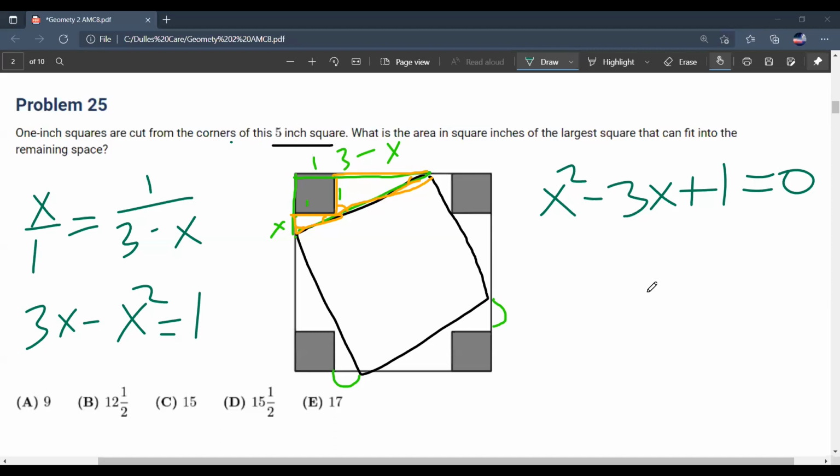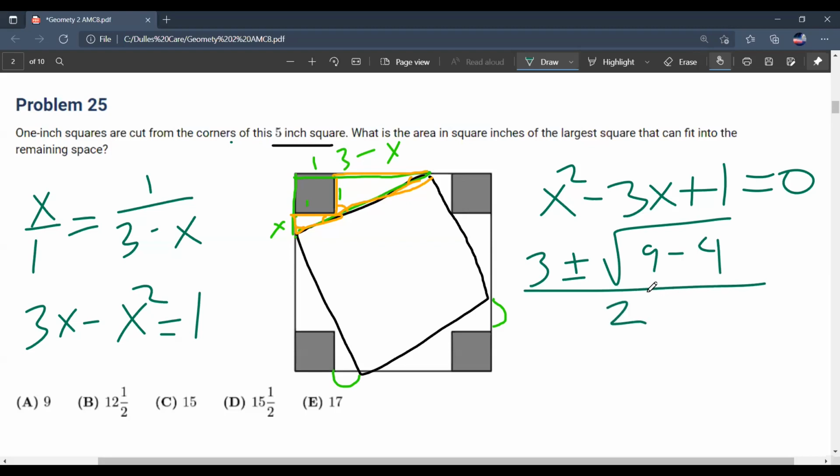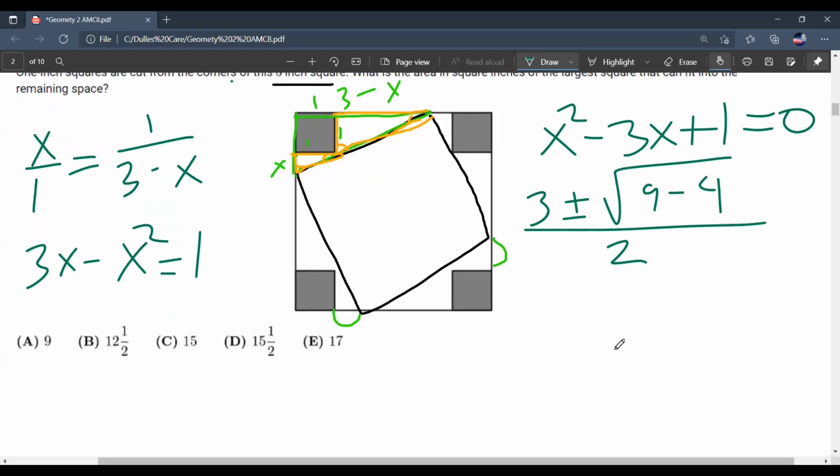So we can just do, not the Pythagorean theorem, the basic quadratic formula. So you have 3 plus minus the square root of 3 squared, 9, minus 4ac, minus 4 times 1, over 2a, so we would have 2. So 3 plus minus square root 5 over 2, right?